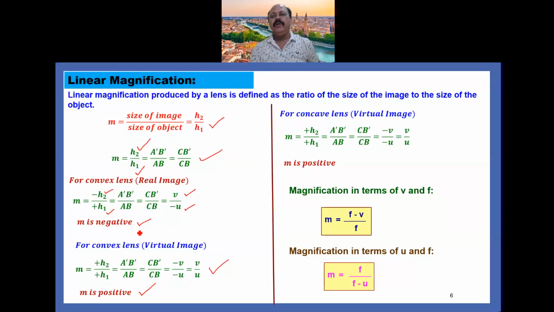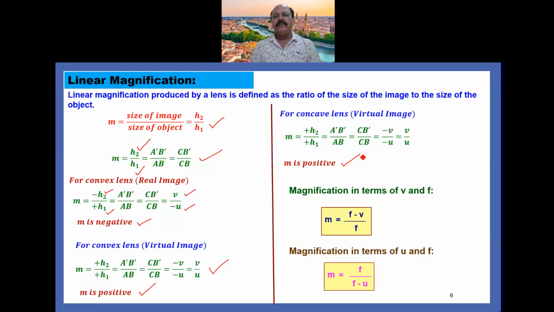So m equal to h2 upon h1, because image and object both are erect, equal to a dash b dash upon ab equal to cb dash upon cb. Both image and object distance are in opposite direction to the incident ray. So that's why minus v upon minus u equal to v upon u. So m is positive. So remember it, in case of the virtual image, either it is for a convex lens or a concave lens, linear magnification is positive. But in case of the real image, linear magnification is negative.